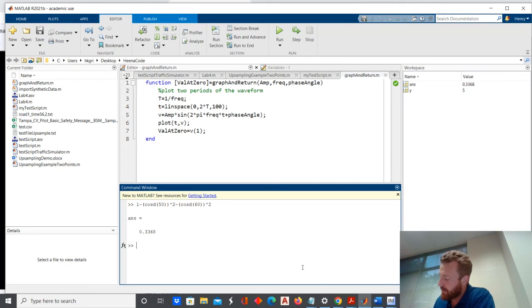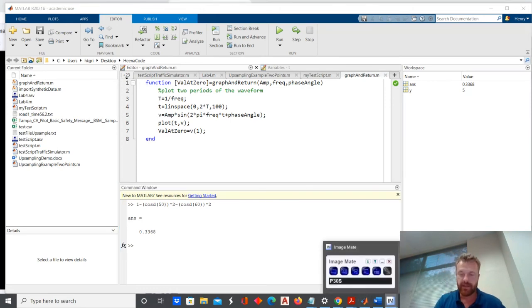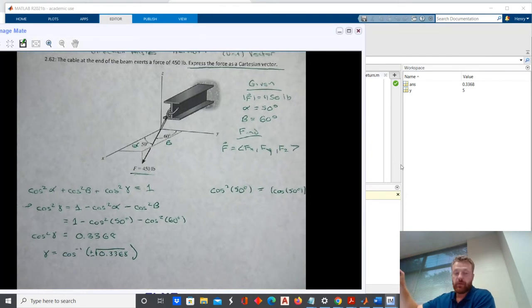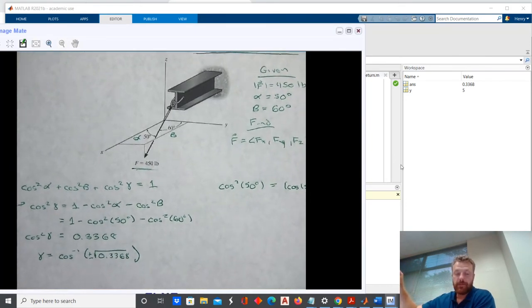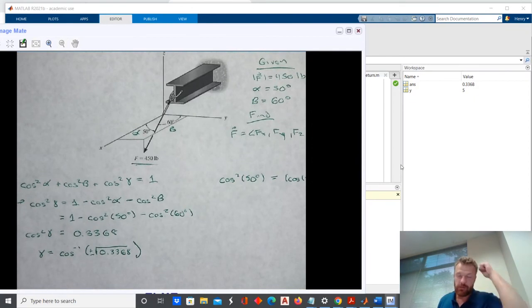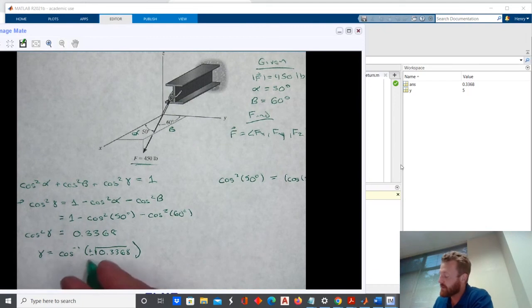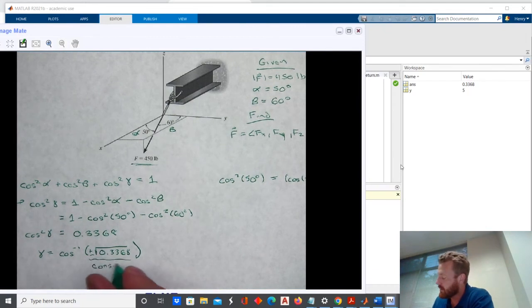The way that I'm going to be able to express gamma, and I'll go back to my .cam here in a minute, is as the inverse cosine of the square root of 0.3368. But what do you remember about the square root? Hopefully you remember that whenever you take the square root, like what's the square root of 4? What number do you multiply by itself to get 4? Well, it could be plus 2, because 2 times 2 is 4, but it also could be minus 2. So we need to consider both of these. And we'll see why we have to consider both in a minute.